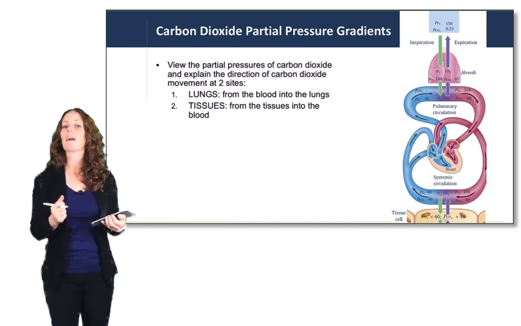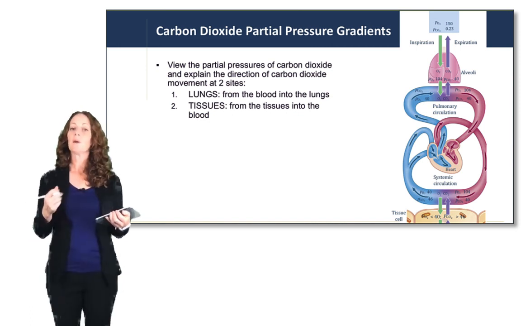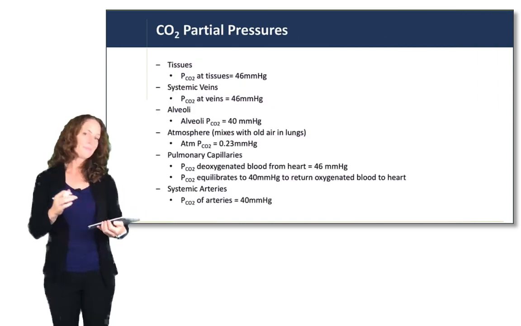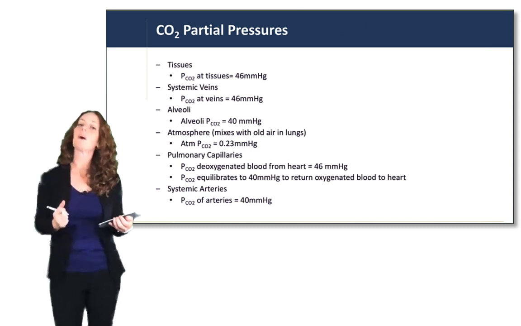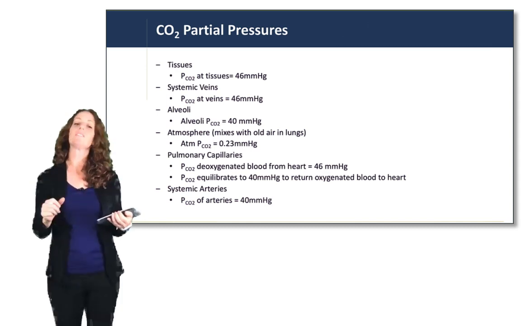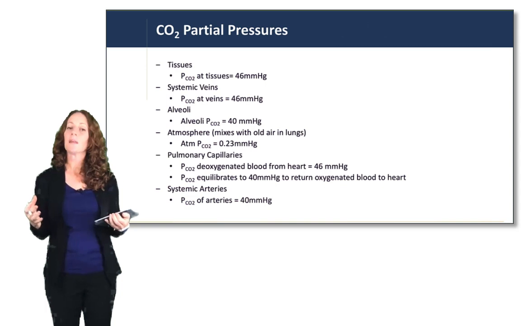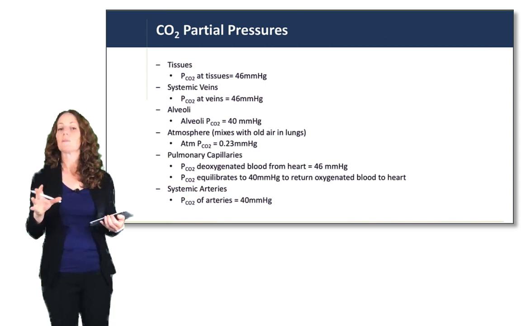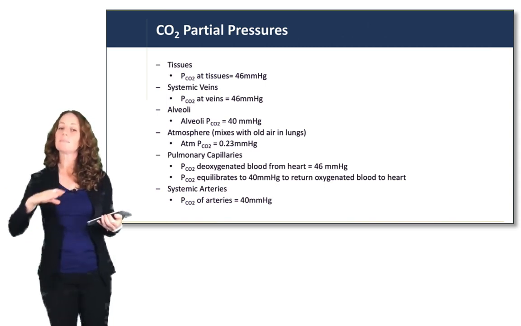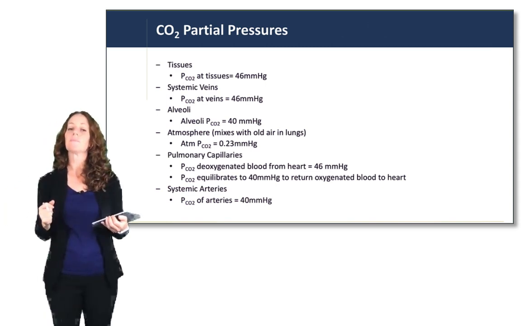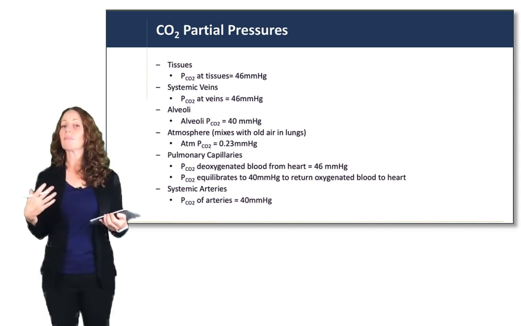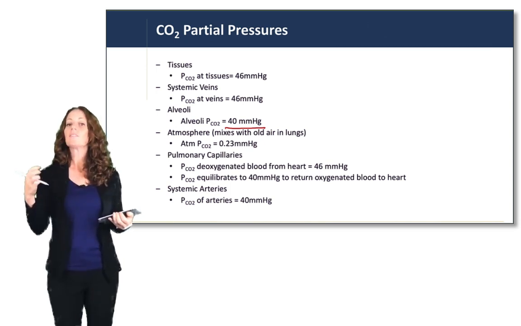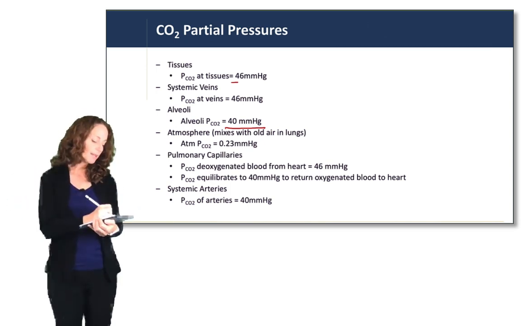Now let's look at carbon dioxide partial pressure gradients. We're going to look between the lungs and the blood and the tissues and the blood. But for CO2, our numbers are quite different. We have a smaller percentage of carbon dioxide in the air. But just like inspired air for oxygen, inspired air for CO2 mixes with old air that is fairly high within the lungs. So our CO2 levels within the alveoli are 40. Our tissue levels of CO2 are 46.